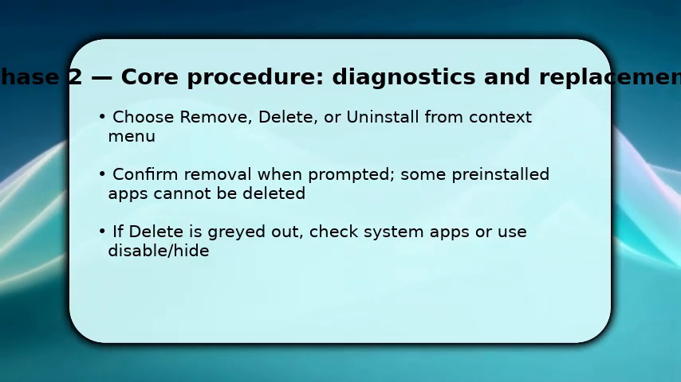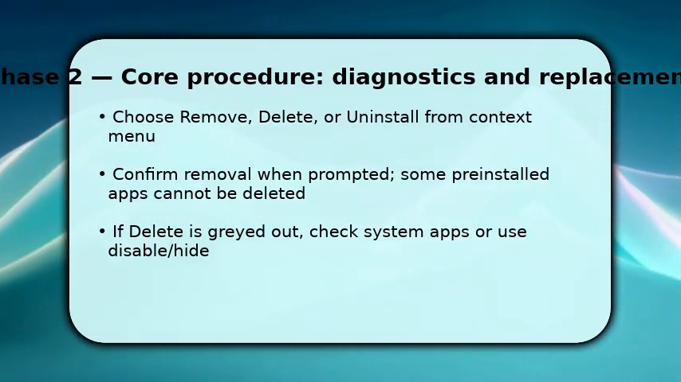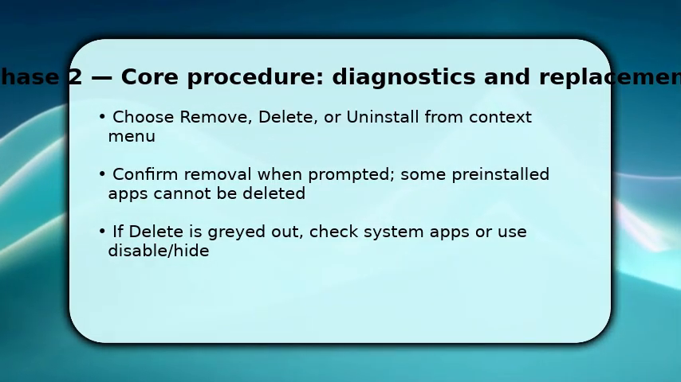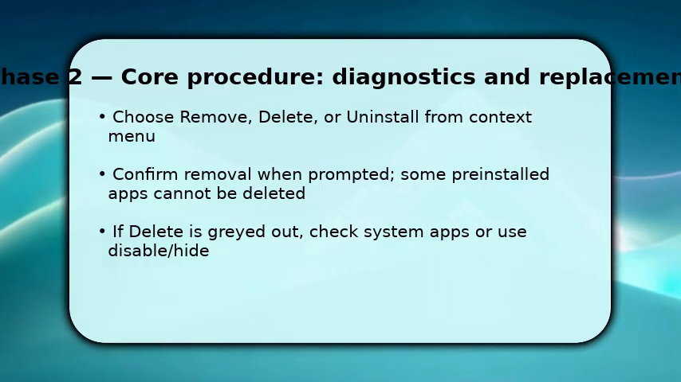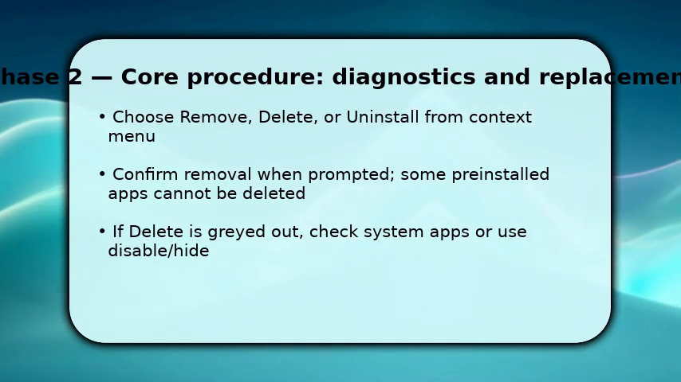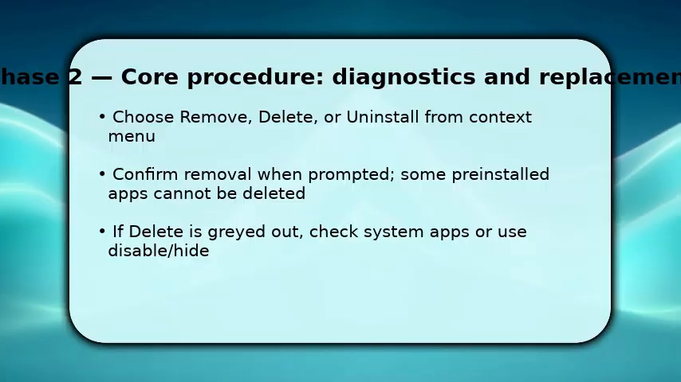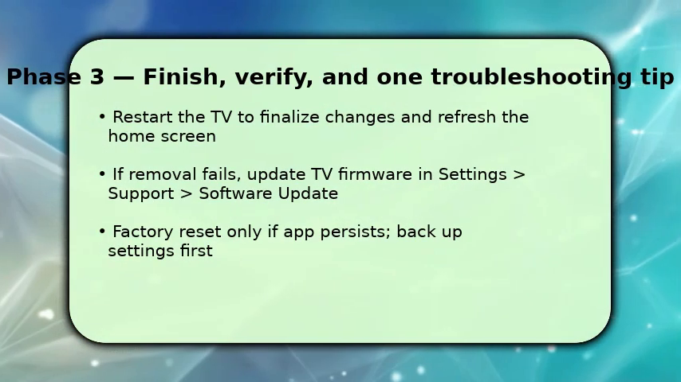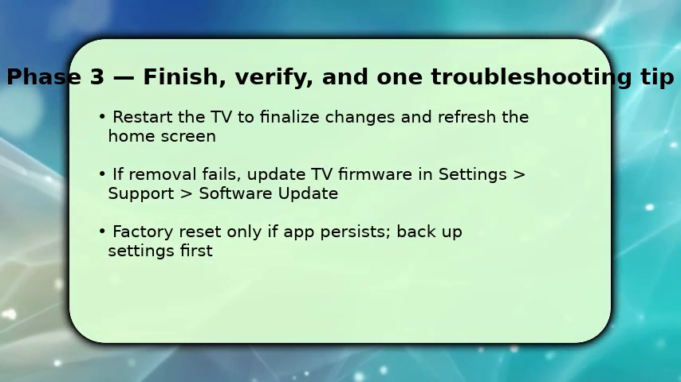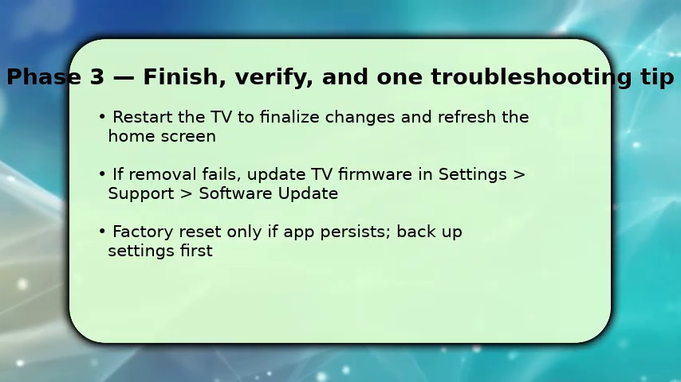If the delete option is grayed out, it's likely a pre-installed system app. In that case, choose Hide or Disable where available, because Samsung restricts full removal of core apps to maintain system stability. After removing or hiding apps, restart the TV to make sure the home screen refreshes and the change sticks. A reboot clears cached icons.